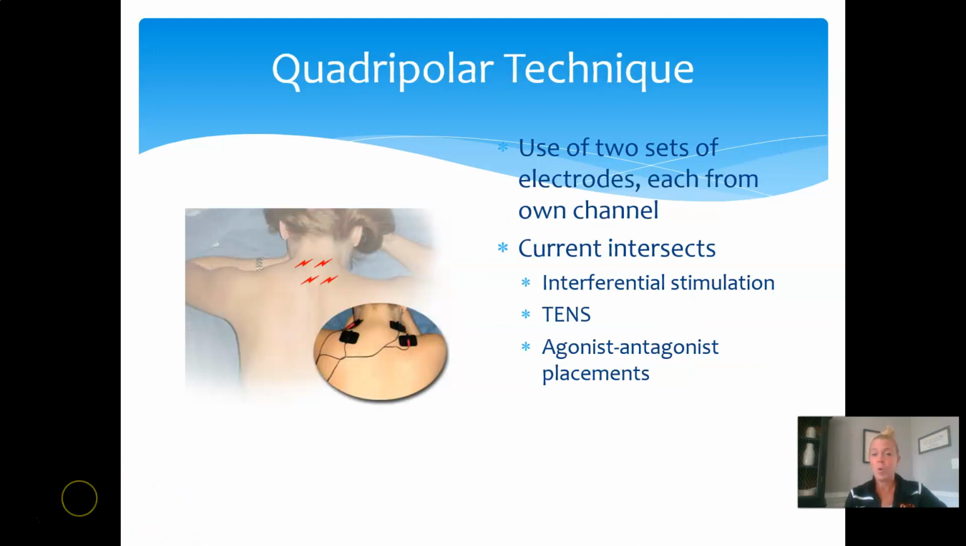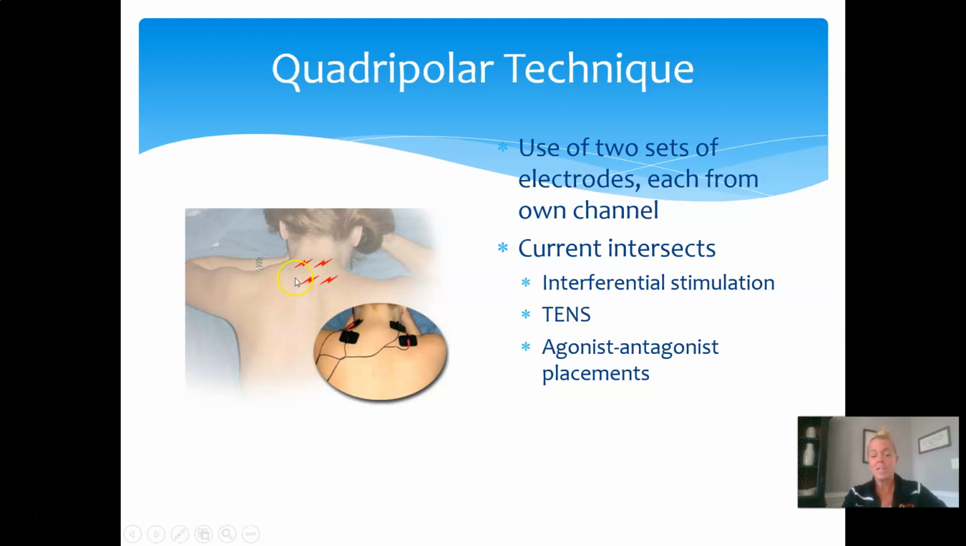And then the quadripolar technique. So this is 2 sets of electrodes, each runs from its own channel. This is how we set up interferential current. So by definition, interferential current is going to use 4 electrodes that run off 2 different channels, and then the current sort of interferes or intersects in the middle, so that's where we're going to have the most pain relief.